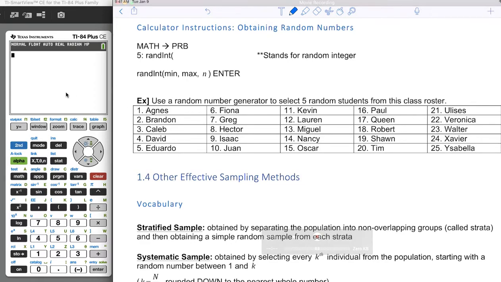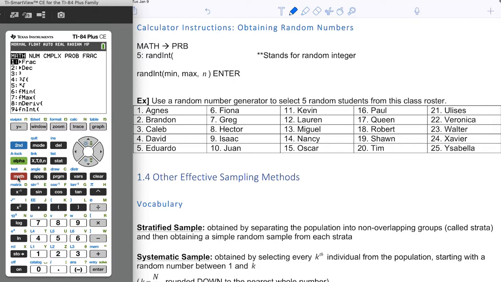So on your calculator, you're going to go to the Math menu, arrow across the top of the calculator to this probability menu, so the right arrow here. And then we're going to use number 5. It says randint. That stands for random integer. So go ahead and press enter, or you can press the number 5 itself.